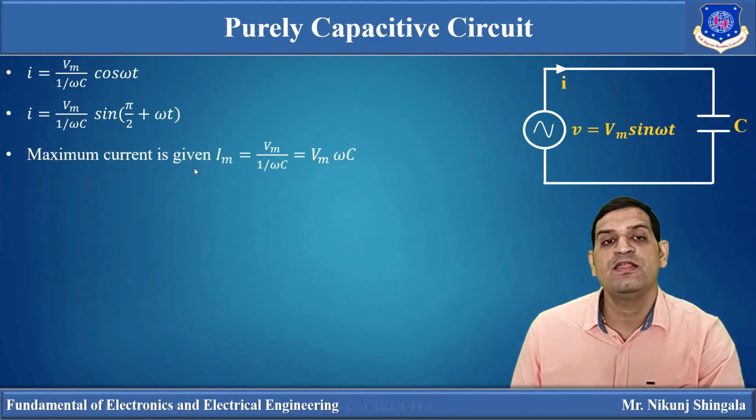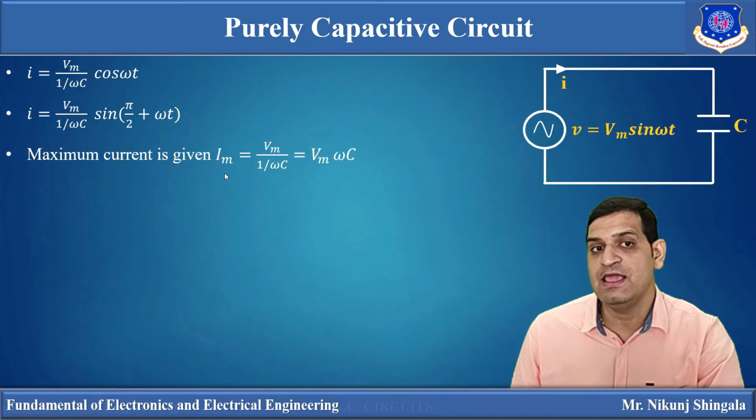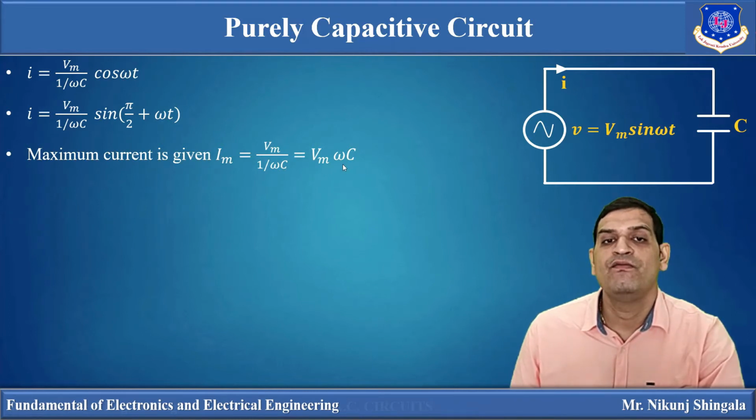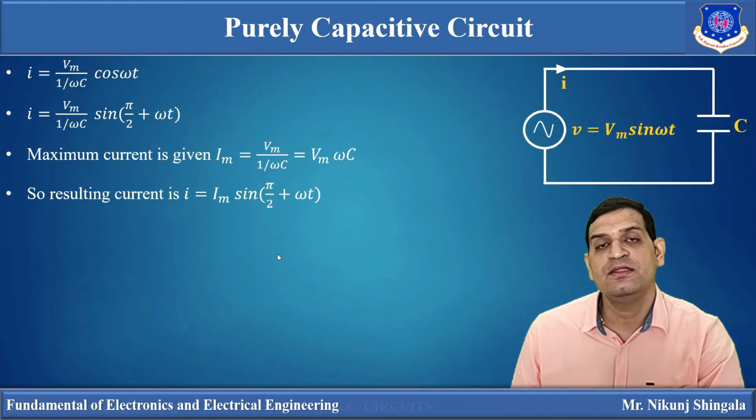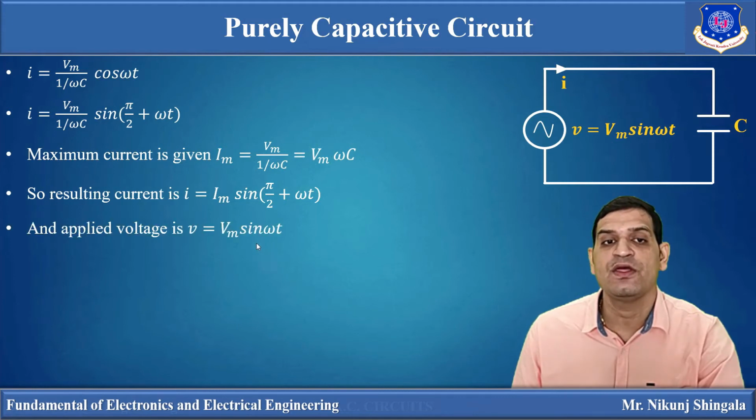So maximum current is represented by Im. So Im is equal to Vm divided by 1 upon omega C. So we can write Im is equal to Vm omega C. So putting Vm omega C is equal to Im in this expression, we are getting resulting current, that is I is equal to Im sin pi by 2 plus omega t. Now comparing this expression of resulting current with the applied voltage. Applied voltage is V is equal to Vm sin omega t, and resulting current is I is equal to Im sin pi by 2 plus omega t.